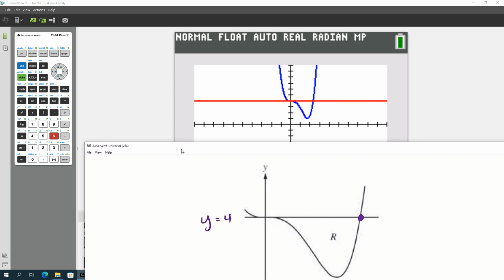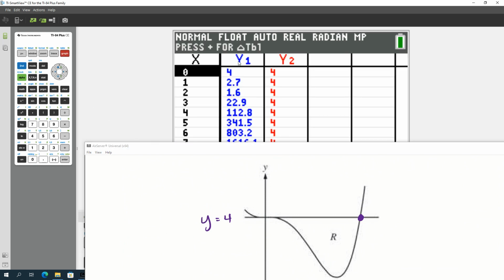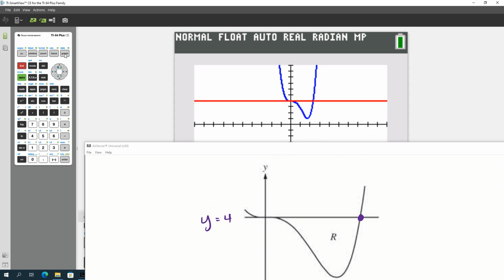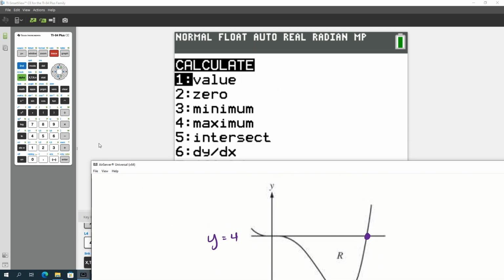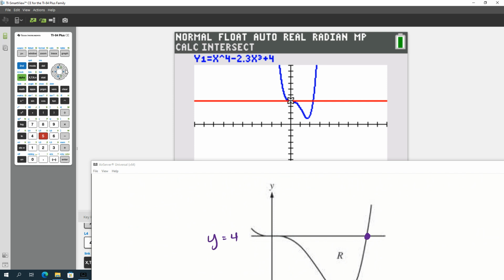Now I'm fairly certain that that one intersection point is the point (0, 4), but we could double check by looking at the table. Yeah, it definitely is (0, 4). The other one doesn't cross at an exact point. So what we'll do is find the intersection point. Second, trace 5. Move close to it.